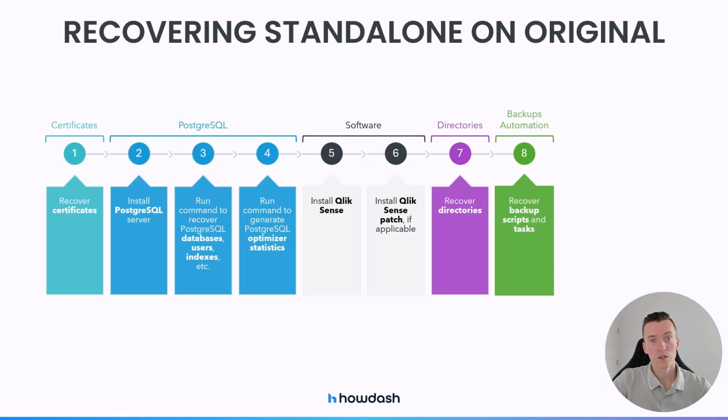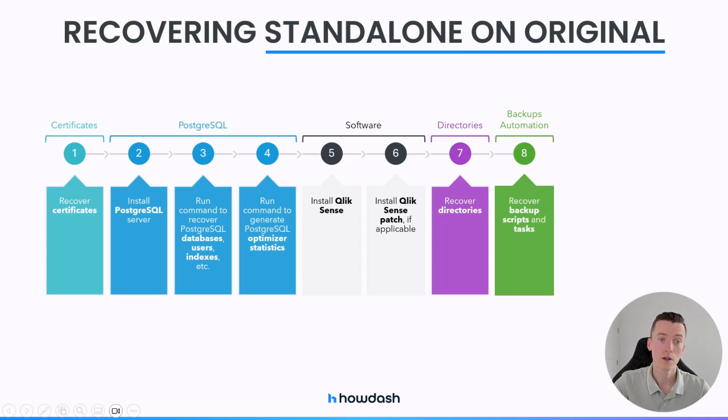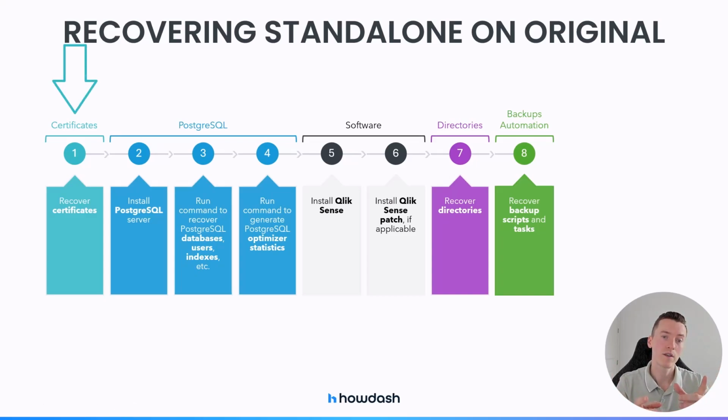To recover a Qlik Sense server with standalone installation of PostgreSQL on the original server, you would follow pretty much the exact same steps. You would start with the recovering of certificates, but unlike with bundled installation of PostgreSQL, you would have to start with installing PostgreSQL, a standalone version. So you would install PostgreSQL, run the same command to recover the contents of the PostgreSQL server, create optimizer statistics. Nothing is different. The only difference here is that instead of installing Qlik Sense, you install PostgreSQL first.